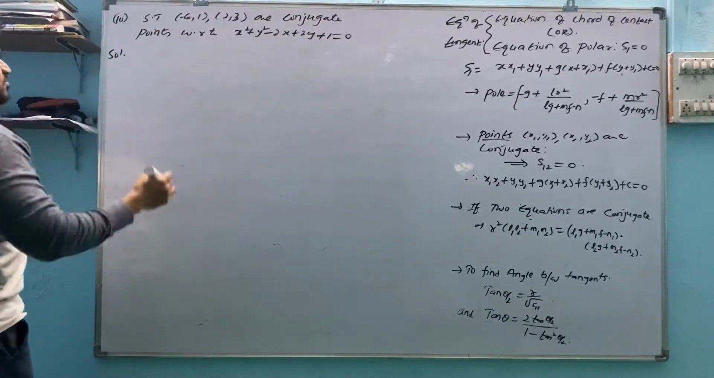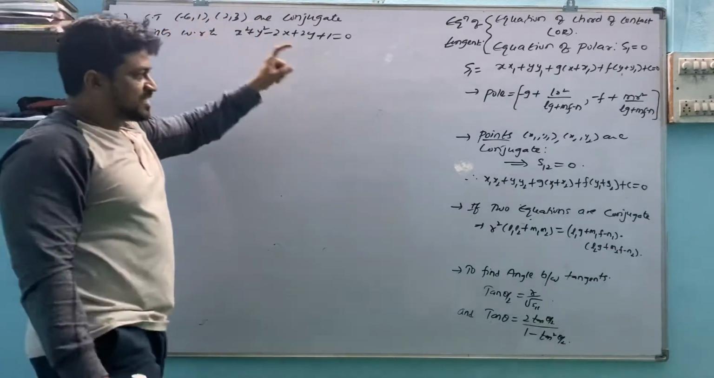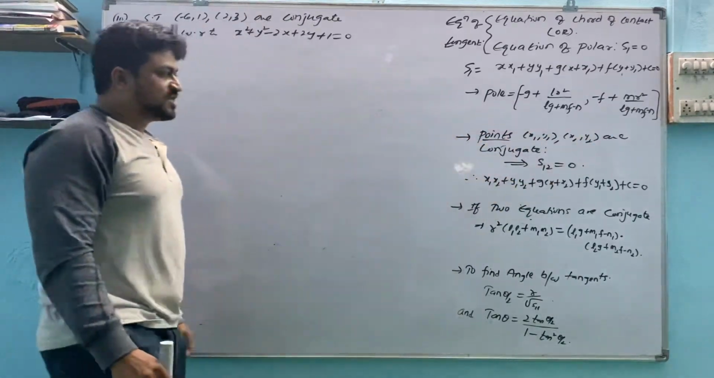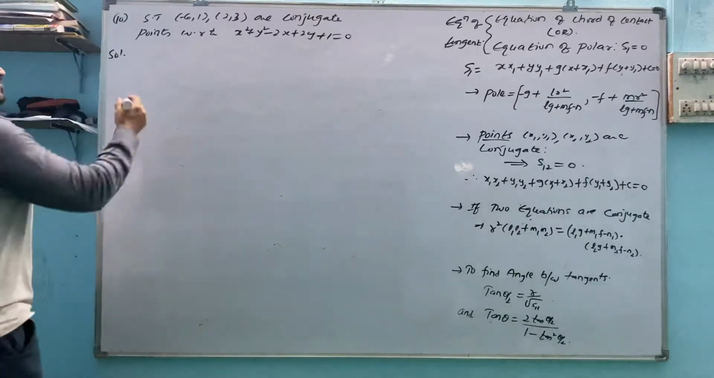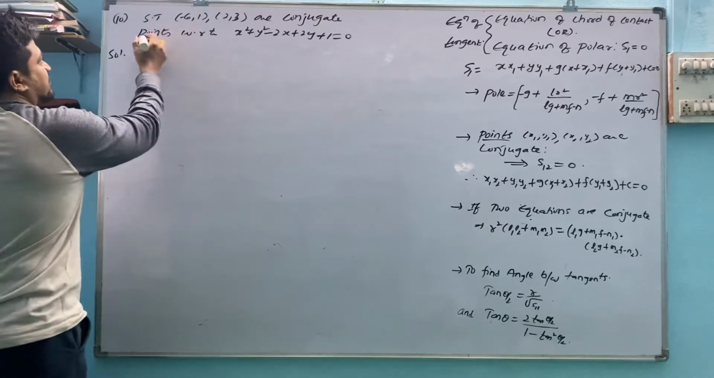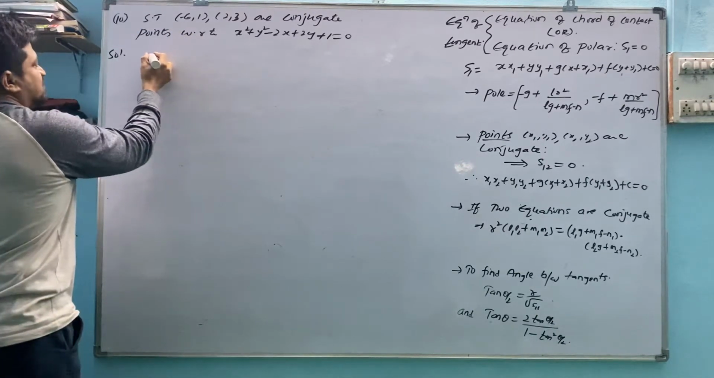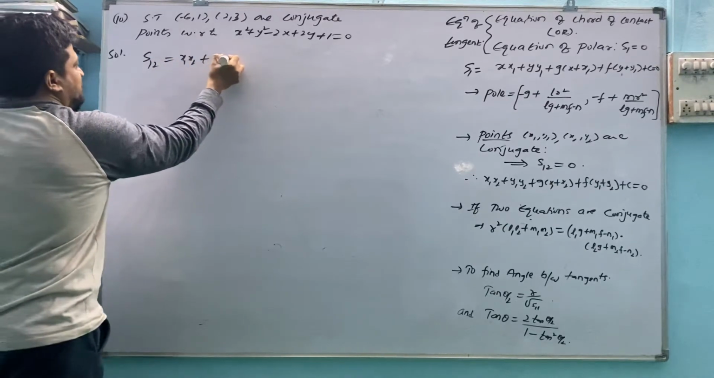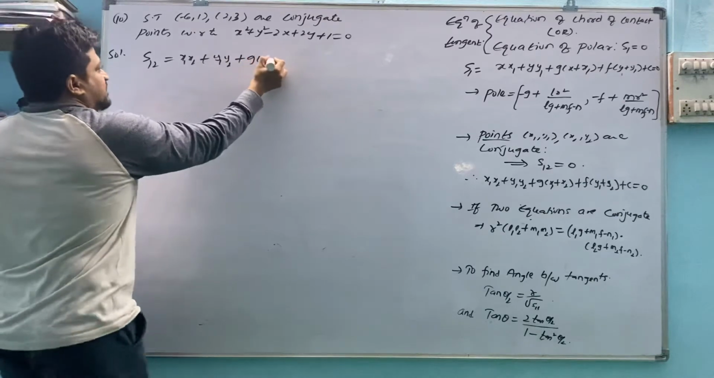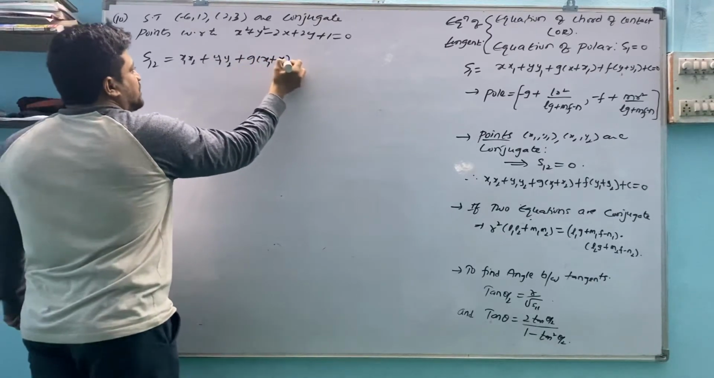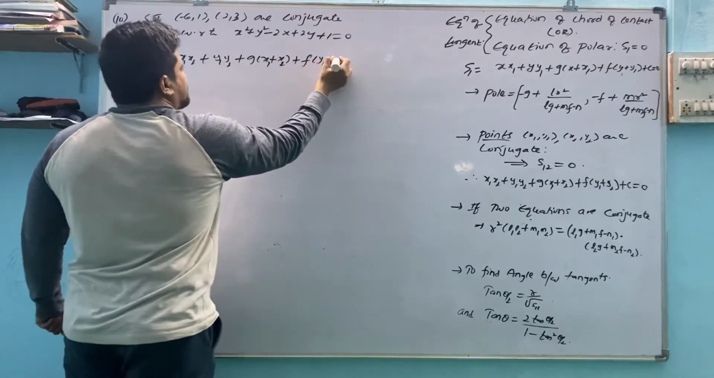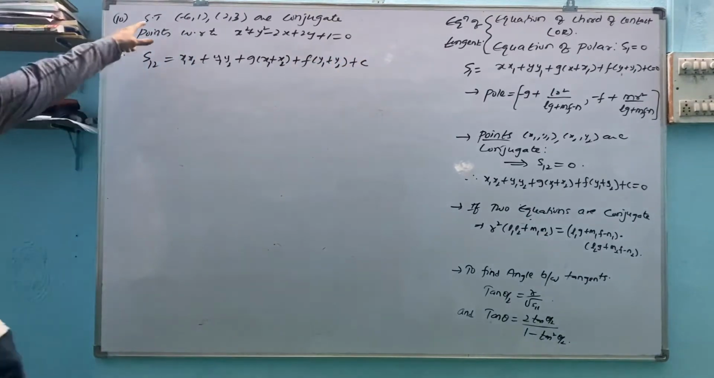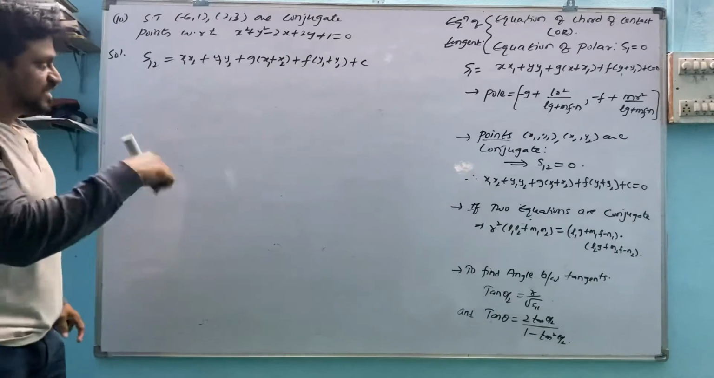We need to show that the points are conjugate. When 2 points are given and conjugate is mentioned, we have the formula: S12 equals to 0 we have to find. So we have to show that. First we write the S12 formula: x1 x2 plus y1 y2 plus g into x1 plus x2 plus f into y1 plus y2 plus c. I am not taking equal to 0 because we need to show that these points are conjugate. So we have to get 0.